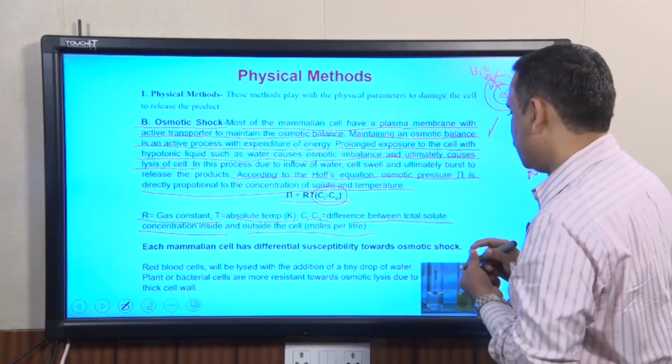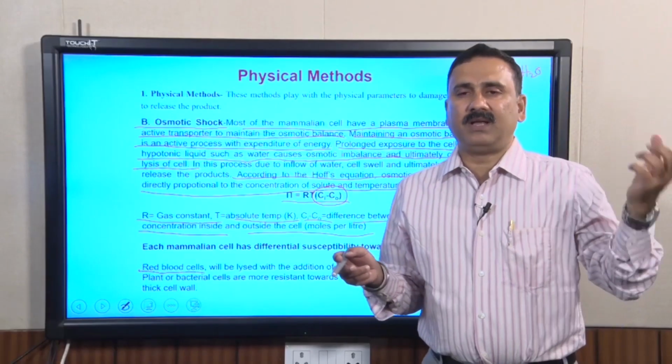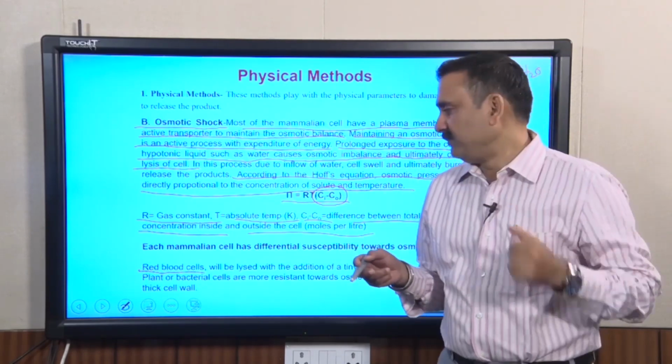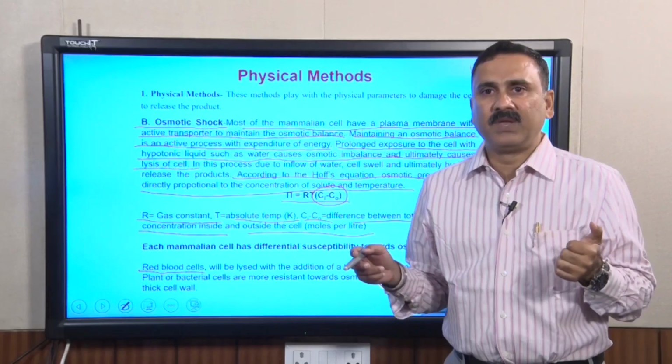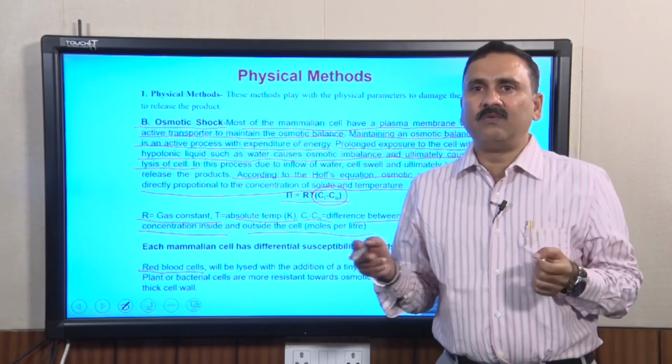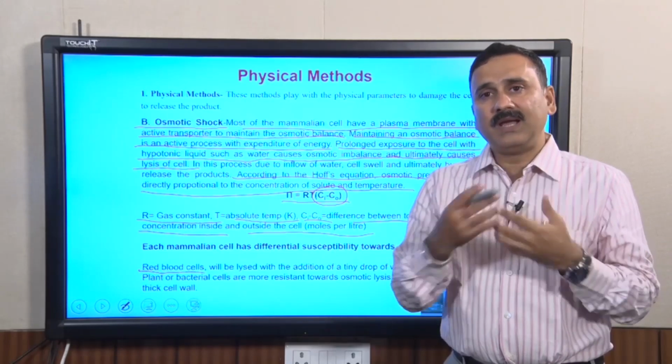One example I have shown here is red blood cells. Red blood cells are very essential cells which carry oxygen from one part of the body to another, and in return carry carbon dioxide from the tissue and release it outside. If you take red blood cells and add just 1 drop of water, that 1 drop is good enough to give such a large osmotic shock that it will lyse all the cells.